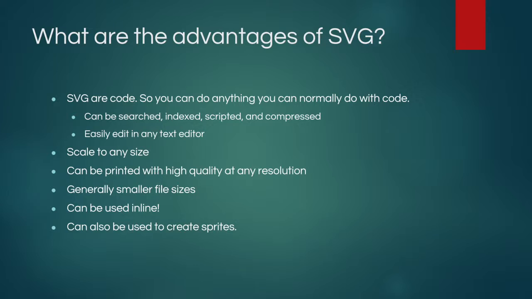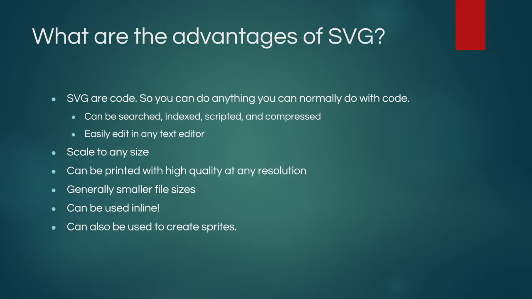What are the advantages of SVG? SVG are made up of XML code, so you can do anything you can normally do with code. That means you can search it, index it, script it, and compress it. You can even easily edit it with any text editor. SVG can scale to any size, so that means zooming in on an image is always clear. They can also be printed at high quality at any resolution, whereas printing a traditional image loses quality when you print it at something besides its original resolution.